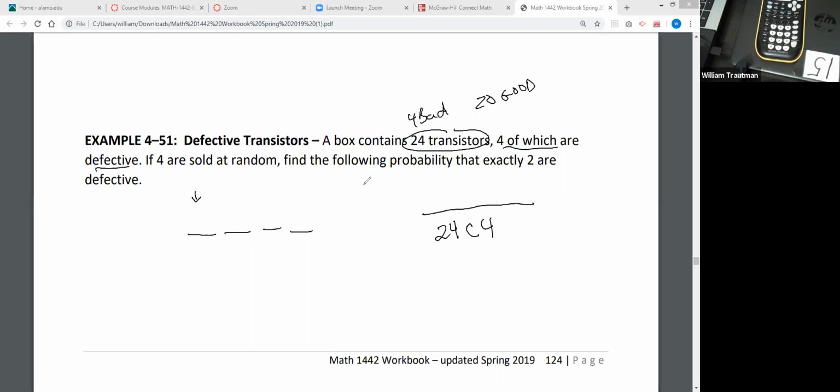Okay, so this one can be done actually with 2 combinations. Exactly 2 are defective. We're going to pick 2 out of 4. So the top part, remember, is our event. Our event is the number that are defective. 2 out of the 4 are defective. But then we still need 2 more out of the 20 that are good.